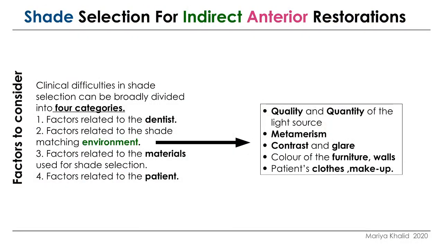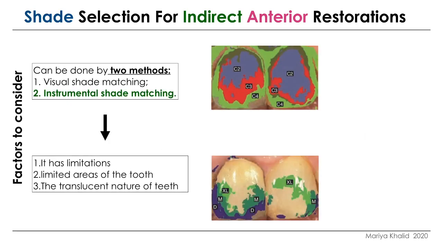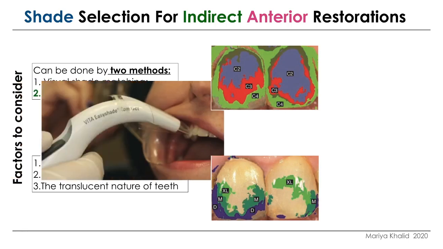And now what about the environment? For the factors related to the environment, we have to understand the quantity and quality of the light source, metamerism, the contrast and the glare, color of the furniture, walls, and patient clothes and makeup, okay? And there are two methods to take the shade: visual shade matching, which is very common and the most common method of shade selection, and instrumental shade matching. We can see there is a limitation of this one because these devices measure a limited area of the tooth, okay?